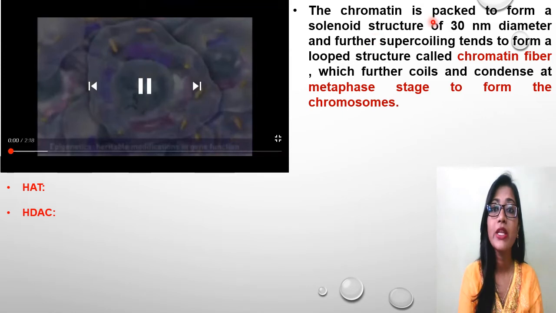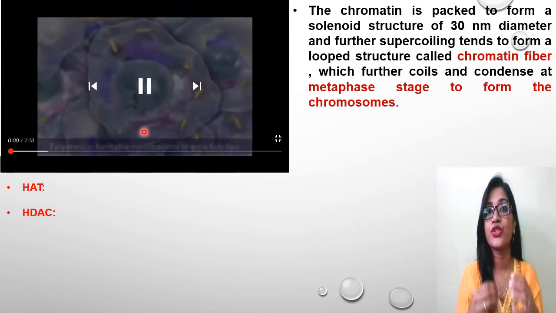The chromatin is packed to form a solenoid structure of 30 nanometer diameter, and further supercoiling tends to form a loop structure called the chromatin fiber, which you have just observed in the animation. It further coils and condenses at the metaphase stage to form the chromosome. You can observe this beautiful and amazing animation, where you can go inside the cell and observe in the nucleus, in the chromosome, how the DNA is compactly arranged. Okay, so that's all about this.